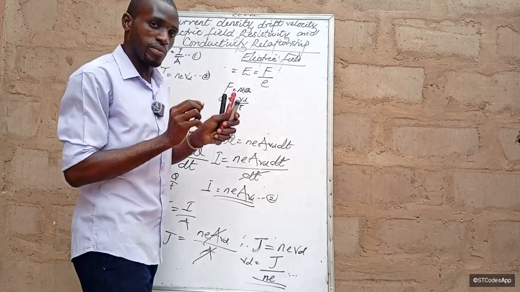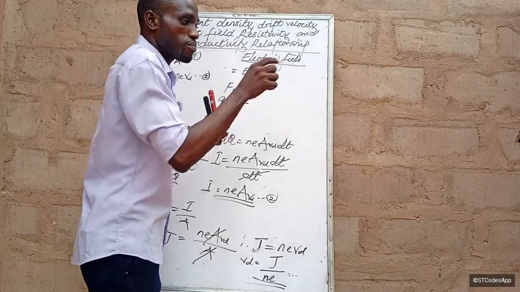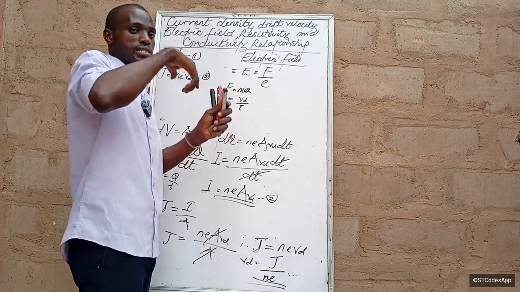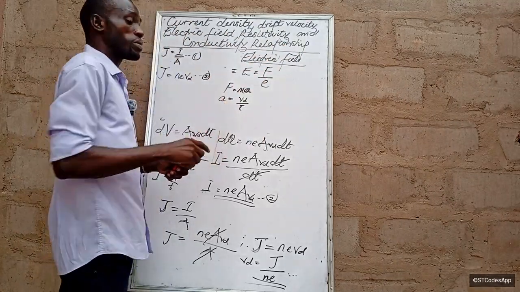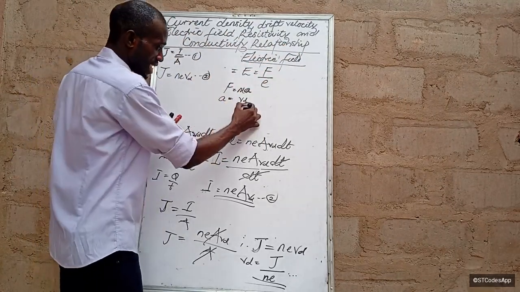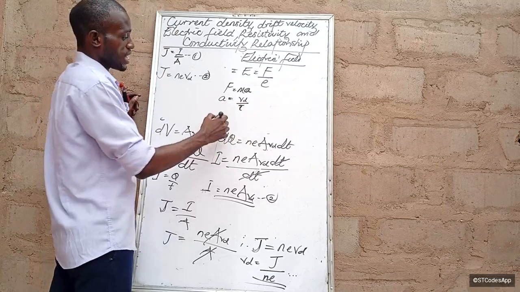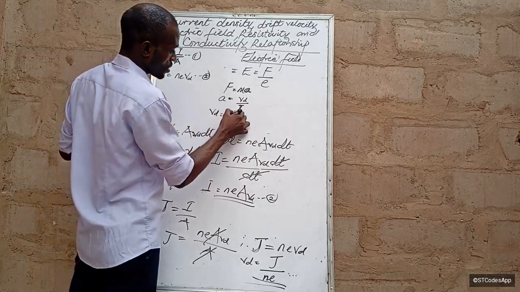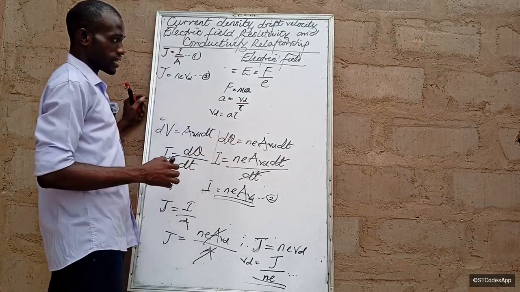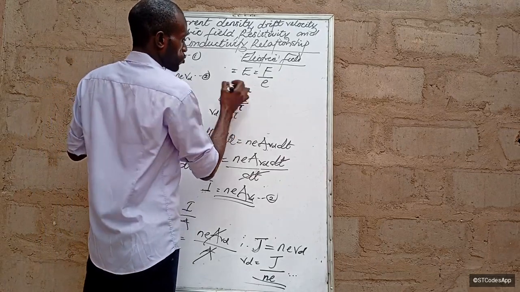So that is the time in between the first collision and the second collision, and that happens is going to be this time here. We represent it with tau, and then v sub d therefore becomes a tau. Does that make sense? And recall that F is equal to ma.